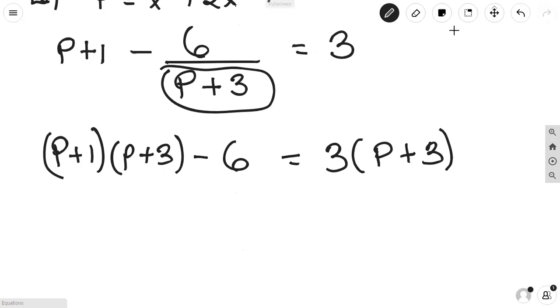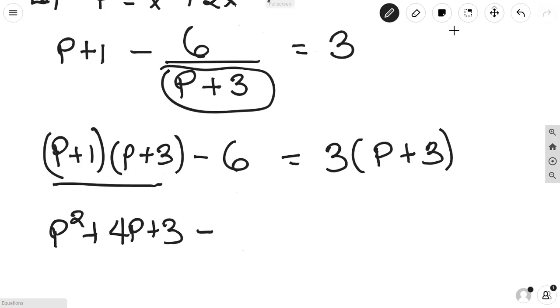Upon further simplification, you can expand this. You observe that when you expand, you have p² + 4p + 3. And of course, we have a minus 6 here, which we equate to the right-hand side. On expanding that, we have 3p + 9.